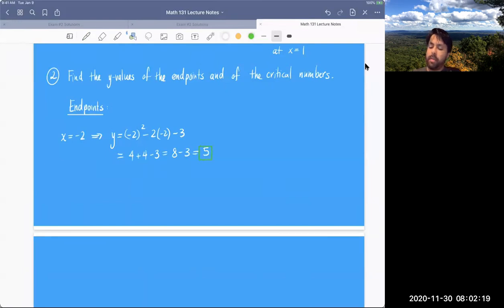Then I'm going to compare. It's the first endpoint, right? The second endpoint is x equals 3. Plug it in again, so I get 3 squared minus 2 times 3 minus 3. And I get 9 minus 6 minus 3. And I get 0, it looks like. So those are my endpoints.